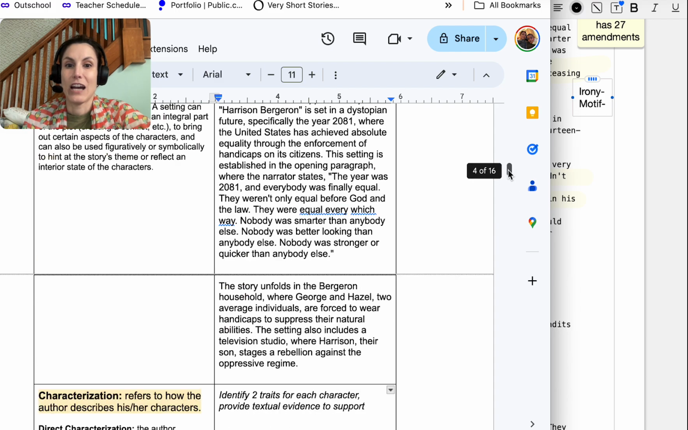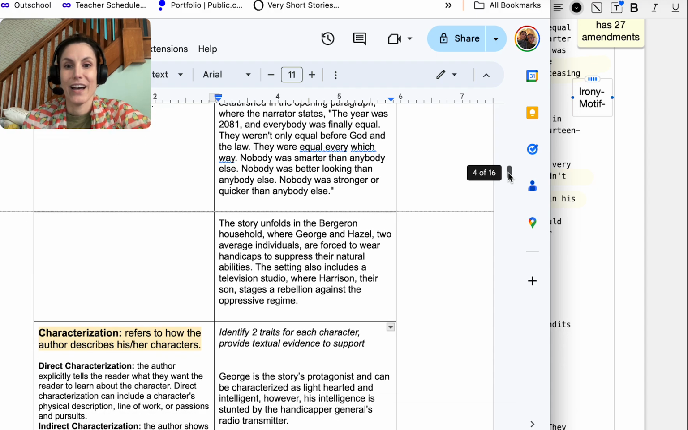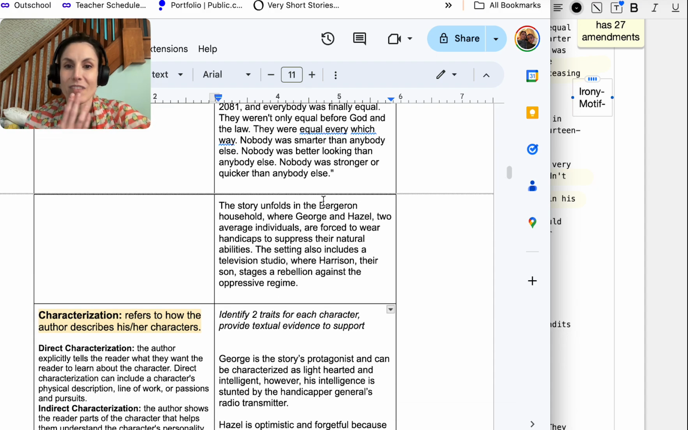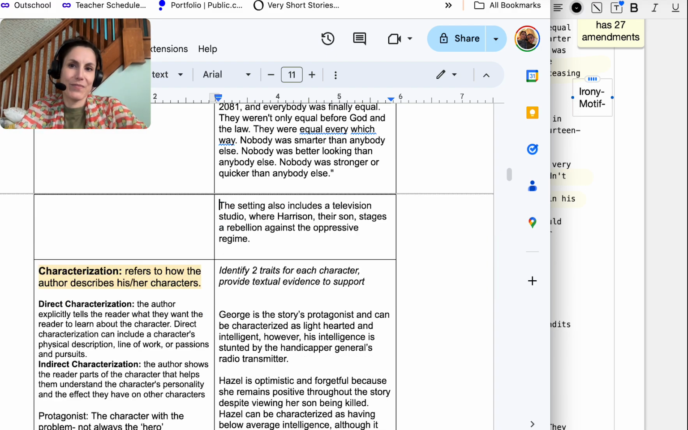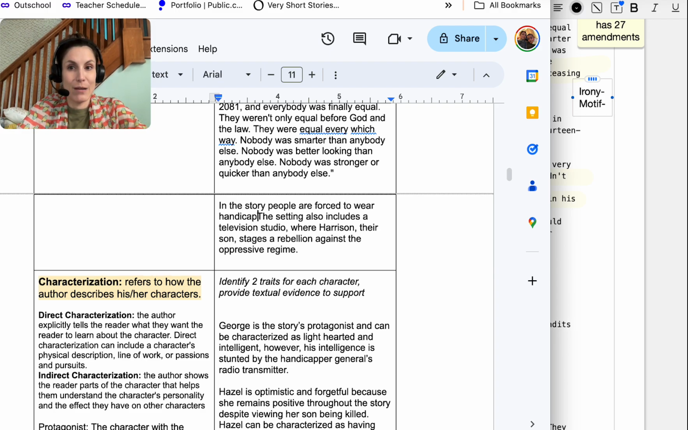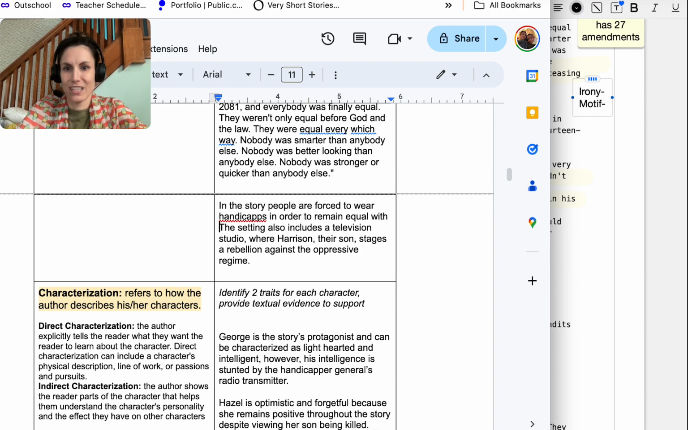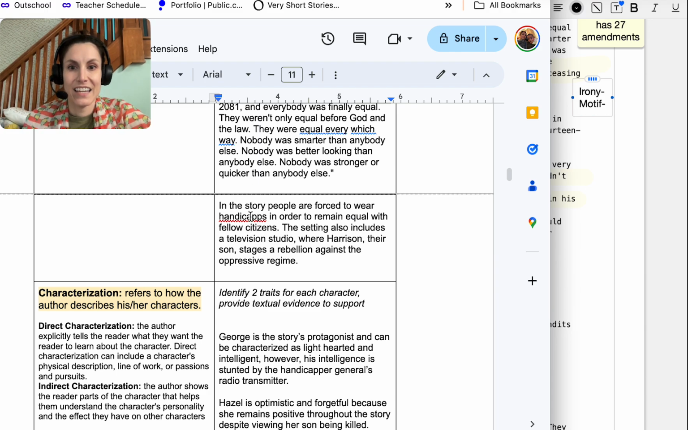All right. And I would also want to put that the story unfolds in the Bergeron household, where George and his average class are forced to wear handicaps. I could put that in the story. People are forced to wear handicaps in order to remain equal with their fellow citizens. There we go. So that would be our narration, point of view, and setting.